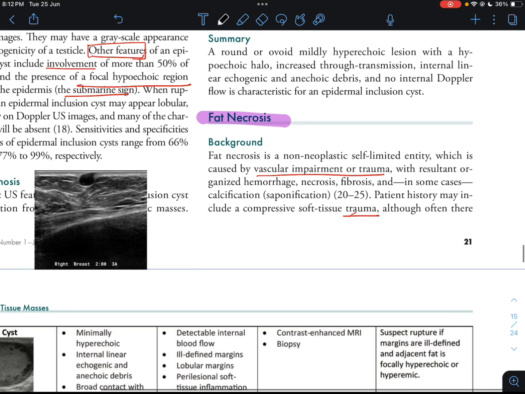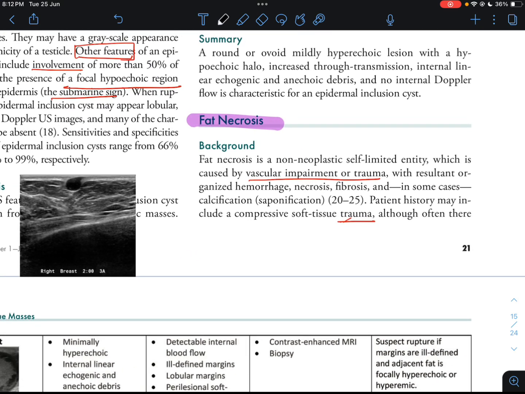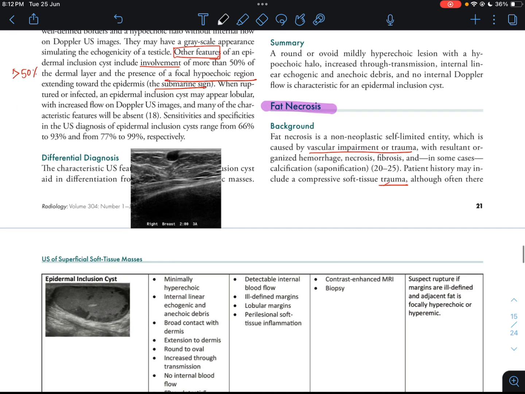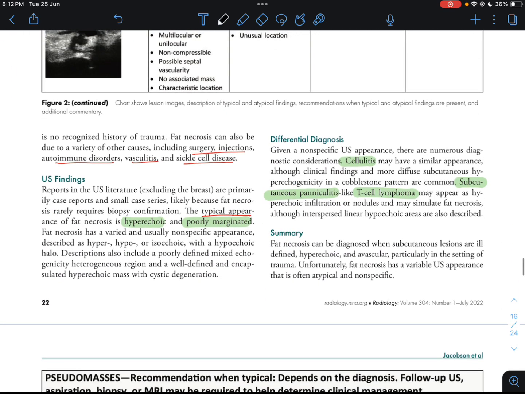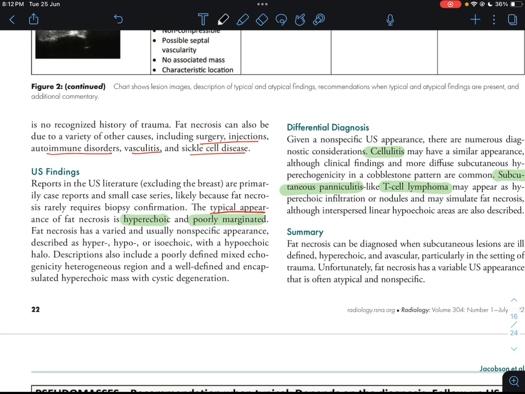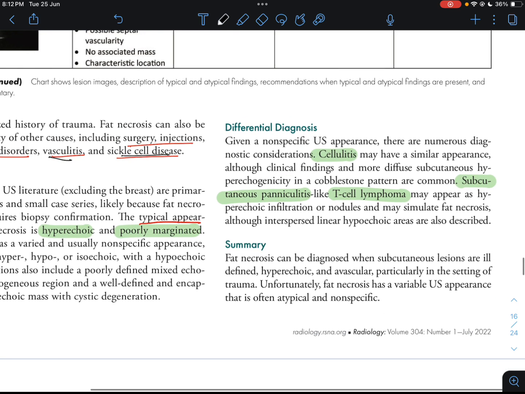Coming to fat necrosis, this will be caused by vascular impairment or trauma. But in some cases there won't be any history of trauma. Instead there will be history of surgery, injection, autoimmune disorders or vasculitis, or sickle cell disease. And on ultrasound usually it will be ill defined, hyperechoic and avascular, with poor margins. The margins are not well defined, and the differentials will be cellulitis, which will have a cobblestone pattern, and subcutaneous panniculitis like T cell lymphoma, which may appear as hyperechoic infiltration or nodule.